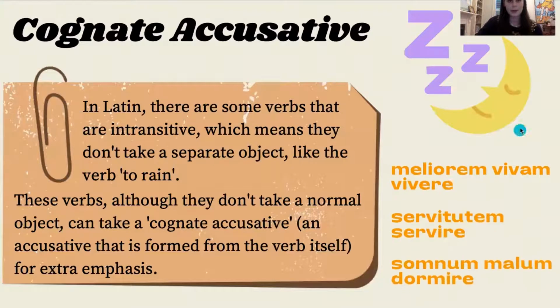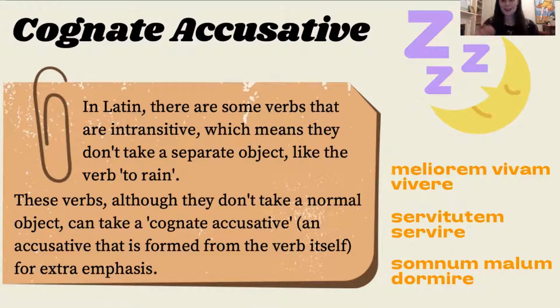Okay, so in Latin, there are some verbs that are intransitive, which means that they don't take a separate object, like the verb to rain, right? We say, it's raining. We don't say, it's raining water, or it's raining rain. These verbs, although they don't take a normal object, can take a cognate accusative. So an accusative that's taken from the same root as the verb itself. An accusative that is formed from the verb itself.